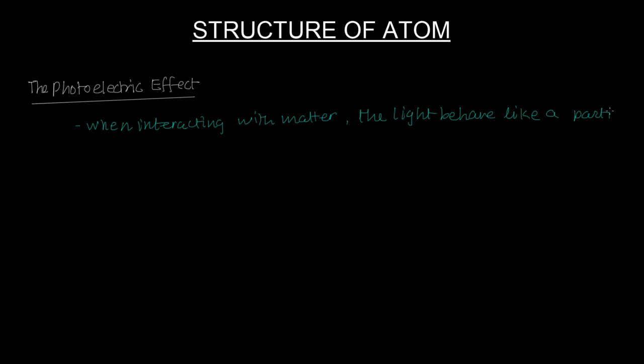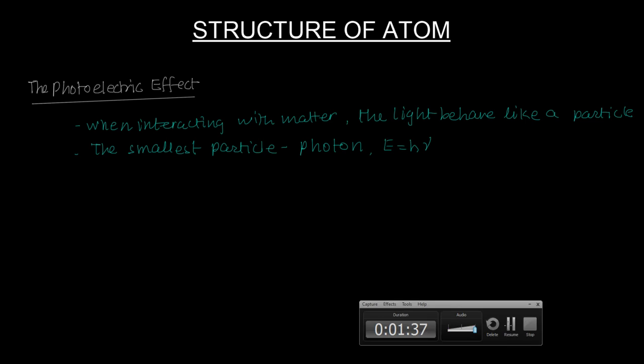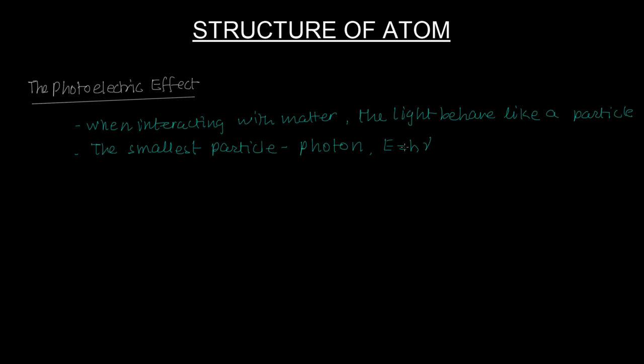He named the most basic particle, the smallest particle, as photon. He named it photon and said it had an energy E equal to h nu, where nu is the frequency and h is the Planck's constant.